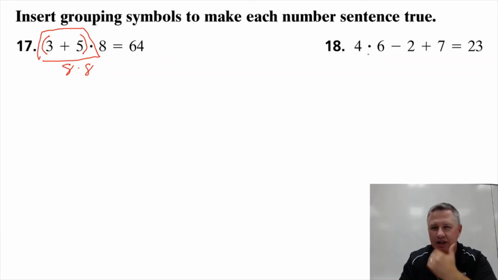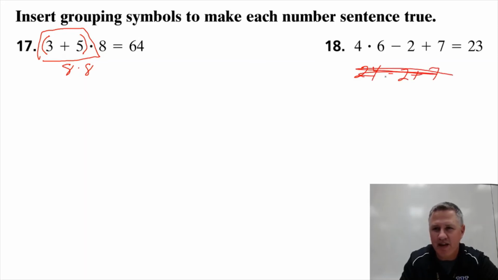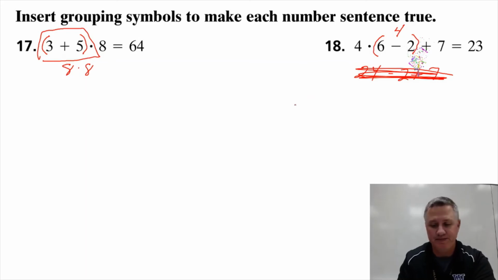Okay, let's try this one. If I put it around 4 times 6, I get 24. 24 minus 2 plus 7. I get 22. 22 plus 7. That won't work. So let's try putting it around the 6 minus 2. 6 minus 2 is 4. 4 times 4 is 16. 16 plus 7 is 23. So the parentheses belong around the 6 minus 2.